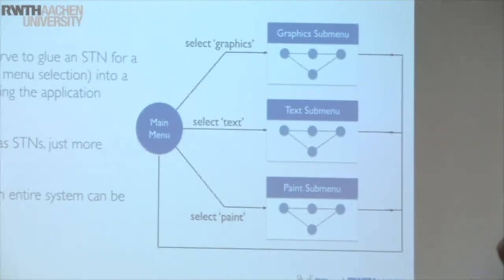So this could be the STN for the entire graphics application, and this could be the submenu for just drawing lines and circles. So we basically don't really increase the expressiveness of STNs. We just make it a little easier to read because we're putting them inside each other. We're boxing them into each other. All right.